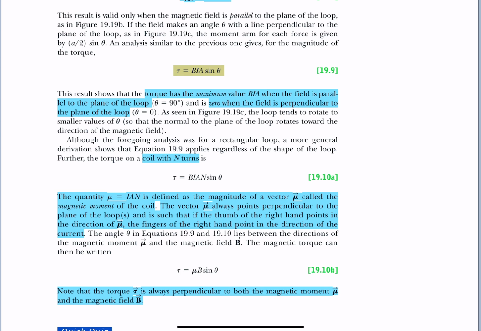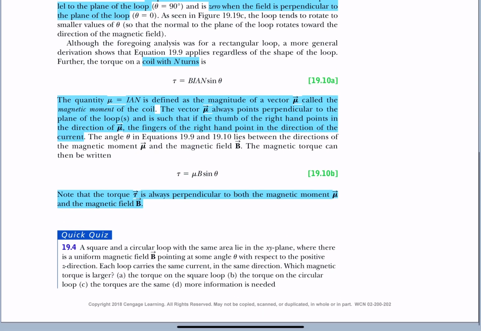You might remember that way back when we were studying angular velocity and angular acceleration, we had the rotational inertia, or the moment of inertia. This is similar to that. This is a magnetic moment. And that's a constant, and it can be represented by a vector designated by mu, and it's always perpendicular to the plane of the loop. And so BIA becomes mu in equation 19.10b.